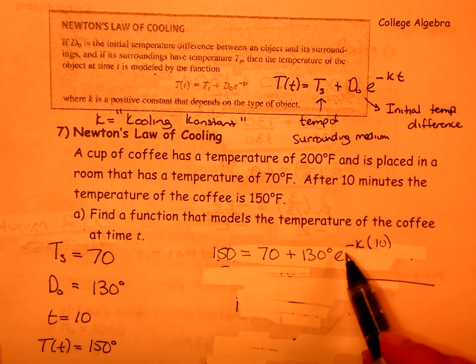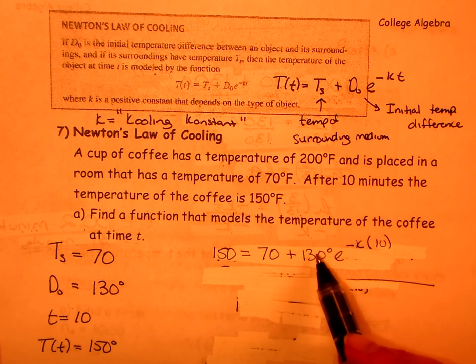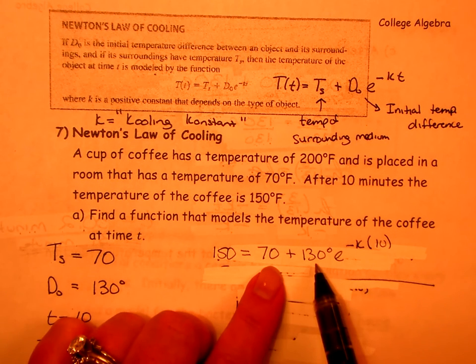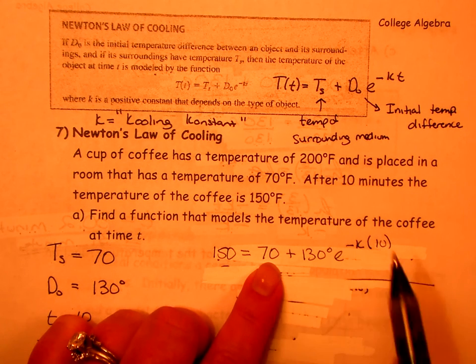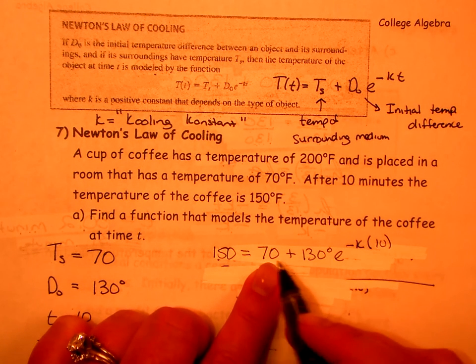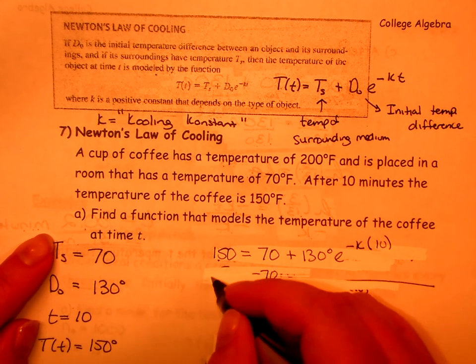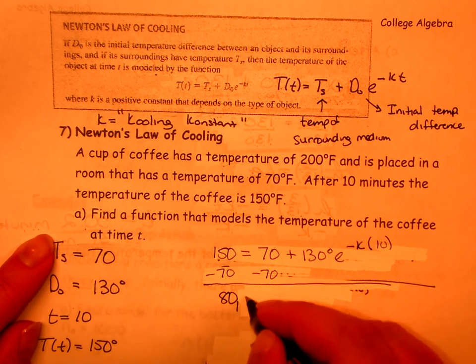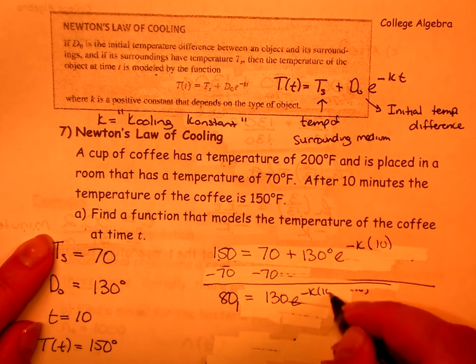So e to the negative k times 10, that's our exponential part. This exponential function has a coefficient, and we're also adding 70 to this. Now it is important that you don't add 70 and 130 together, because they're not like terms, right? 130 has an e to the negative k t attached to it, and the 70 is just a constant. So the first thing we want to do is subtract 70 from both sides. And so we're going to get 80 equals 130 e to the negative k times 10, right?